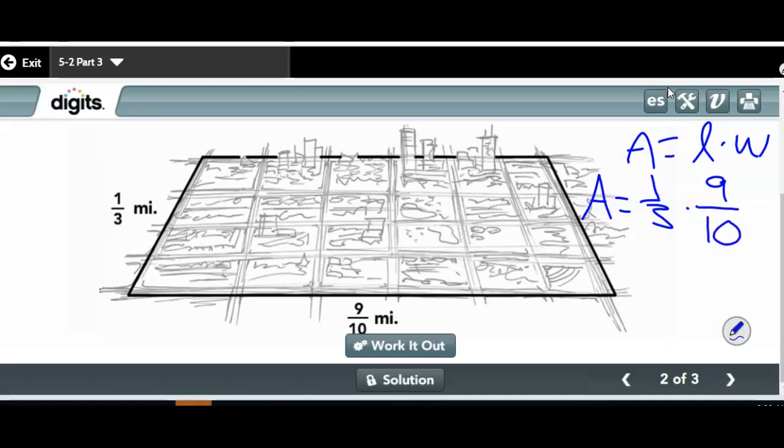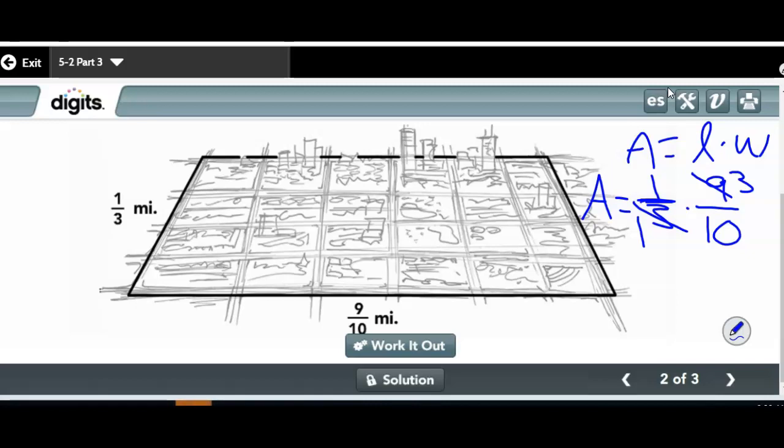All right, who can tell me how we simplify before we multiply? Becca. Perfect. The greatest common factor between 9 and 3 is 3. So we can divide a 3 out of 9 to get a 3, and divide a 3 out of 3 to get a 1.